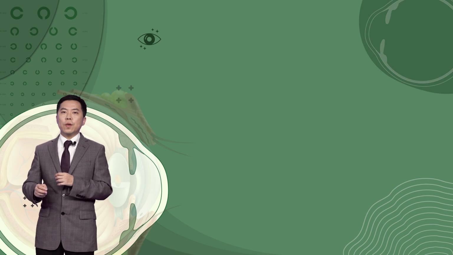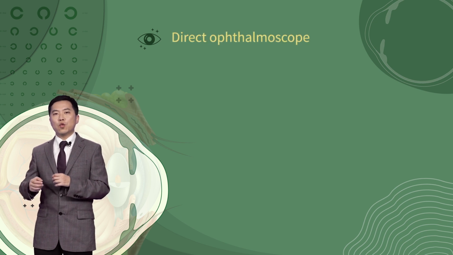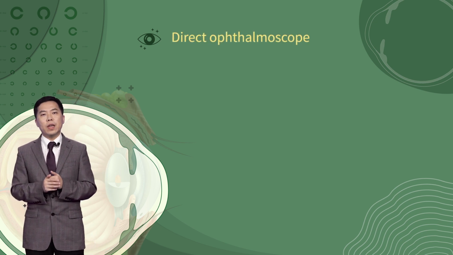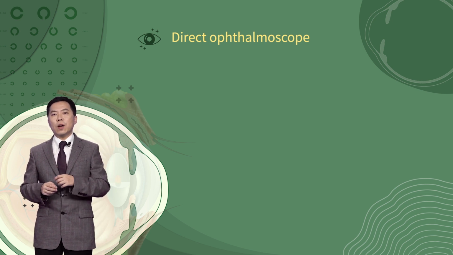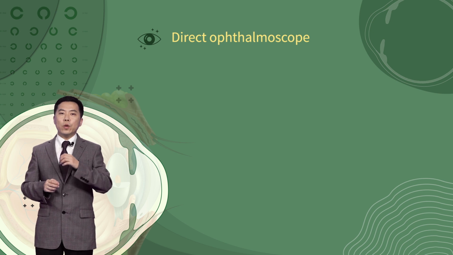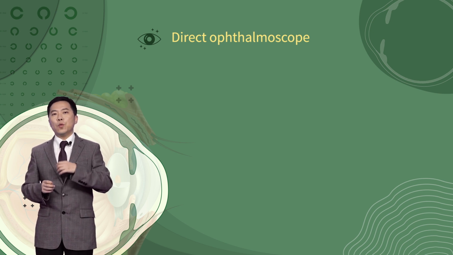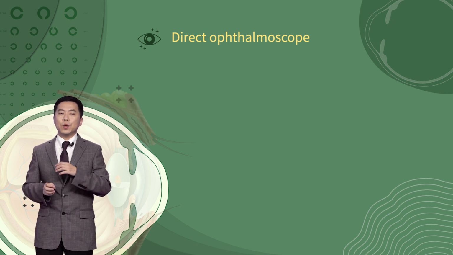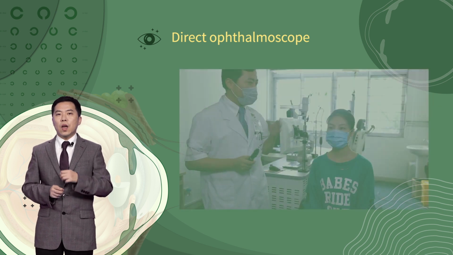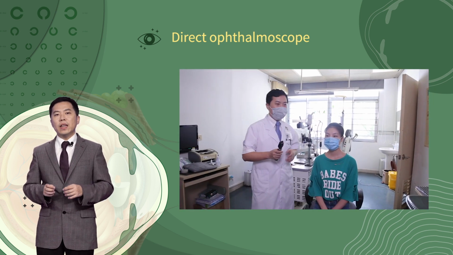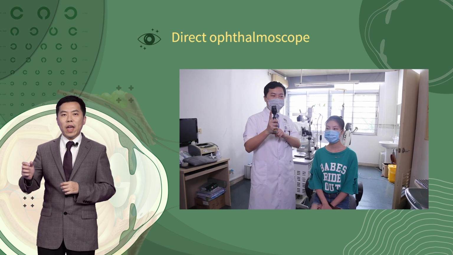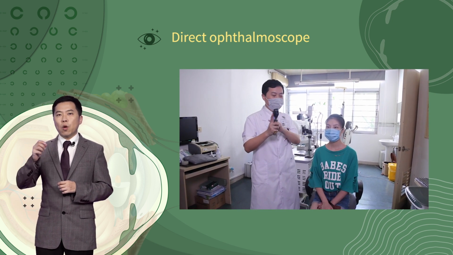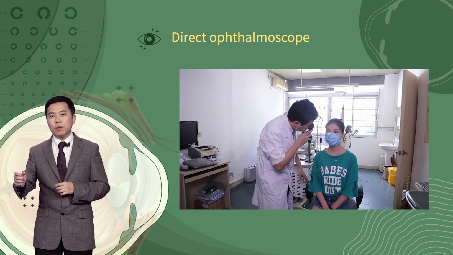Direct ophthalmoscope is a small handheld instrument with a light on it. Before the examination, inform the patients that you are going to look at their eyes with a bright light and that you will have to get very close to their faces. When examining the right eye, the examiner should stand on the right side, use the right hand to hold, and the right eye to look into the ophthalmoscope.